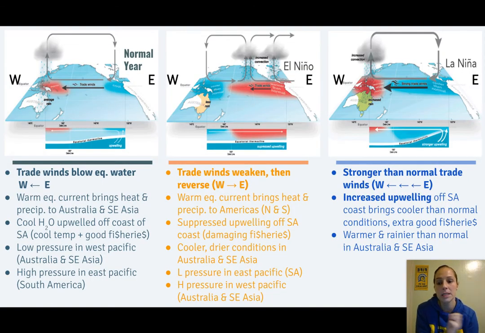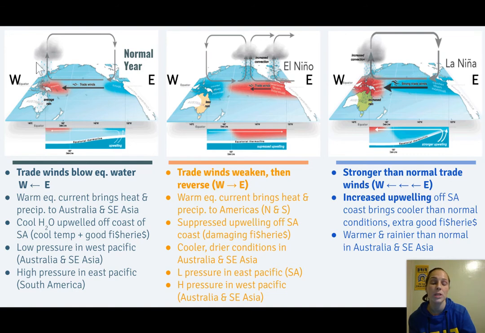So now I'm going to explain a normal year versus an El Nino versus a La Nina. So in a normal year, which we have on the left-hand side here, we're going to have the trade winds blowing the equator water from east to west. And what this is going to do is we are going to have the warm currents moving this way, and it's going to be warmer over in the Australia, Southeast Asia region.